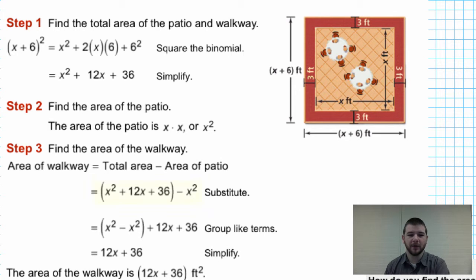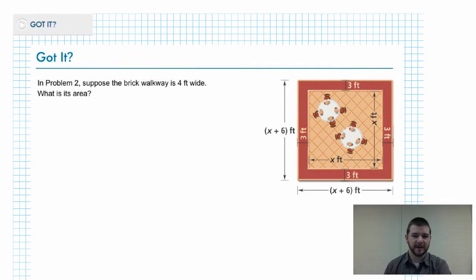So we take our trinomial that we arrived at in step 1 and simply subtract x squared. Subtracting the x squared from its like term x squared, the x squared goes away completely because x squared minus x squared is 0. Plus 12x plus 36, we then simplify to find the area of the walkway is 12x plus 36 square feet. And here's your chance to show that you have got it based on that example problem. In problem 2, suppose the brick walkway is 4 feet wide. What is its area? So using this diagram and similar calculations, find the area of the brick walkway in this example.